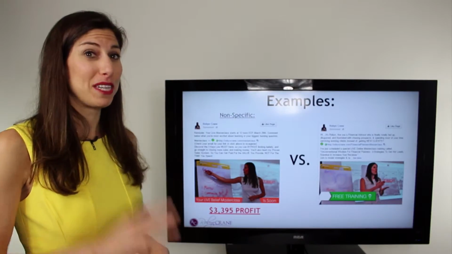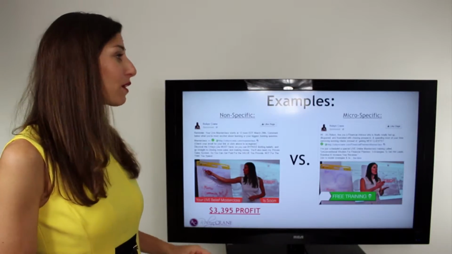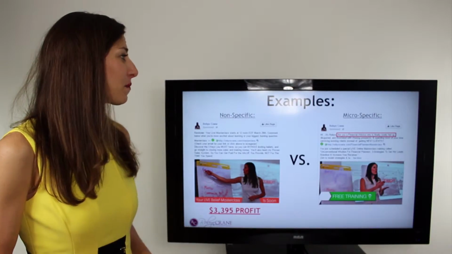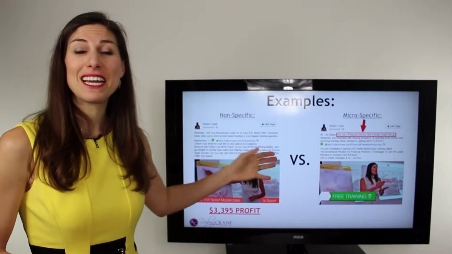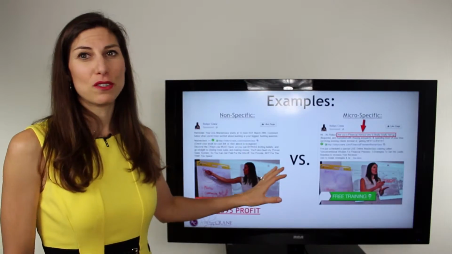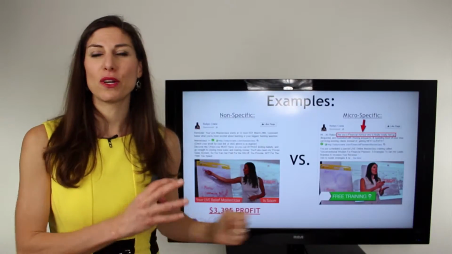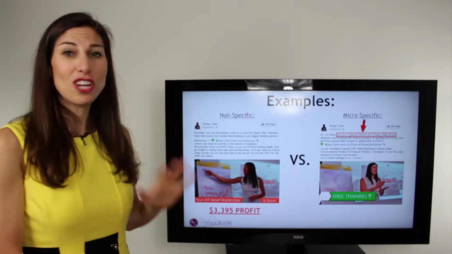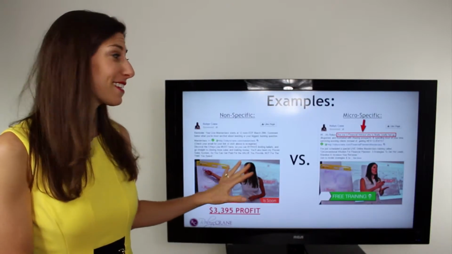But check out the difference here. When I got very, very micro specific about who my target client was, and I specifically decided to focus on financial advisors because I was one, and women financial advisors, and I really got the messaging around that, their problems, their concerns, what the result is that they wanted. Check out the difference. You ready for this?